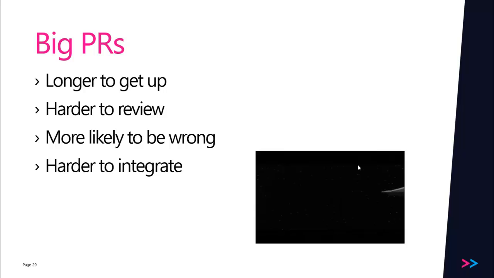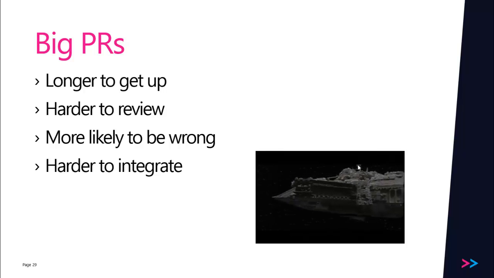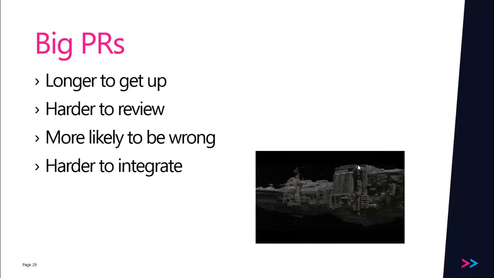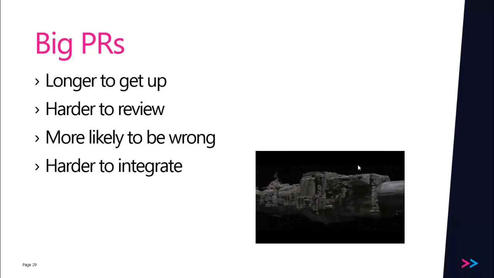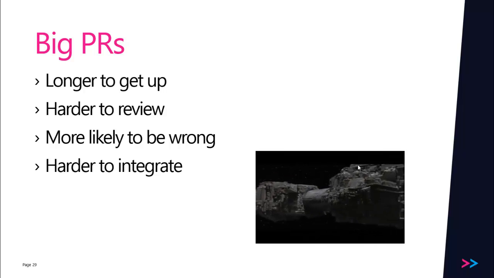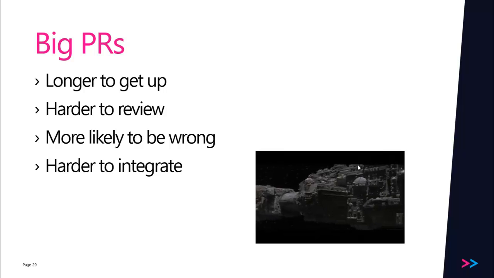One of the biggest problems that I find with pull requests is when people create enormous pull requests. Now, they're bad in a number of different ways. They take longer to get up because the person is spending a long time doing the implementation. And so it means that it's a longer period of time for the value that they're creating for the code base to be merged in.